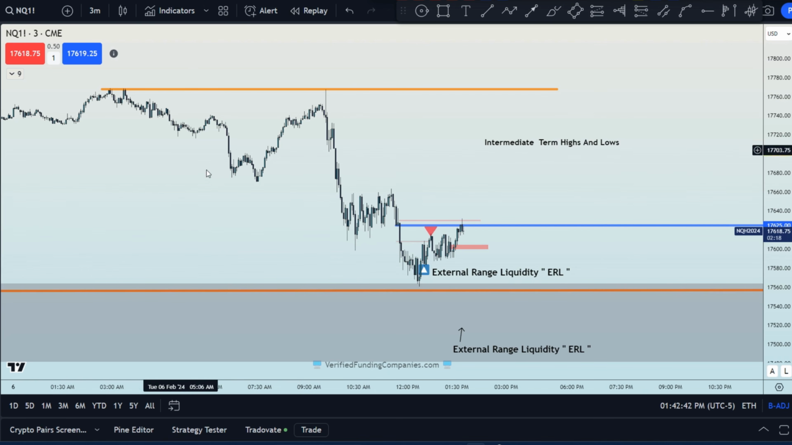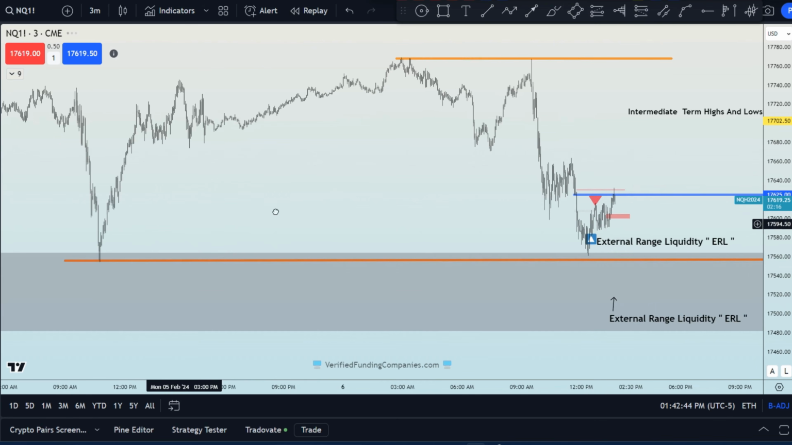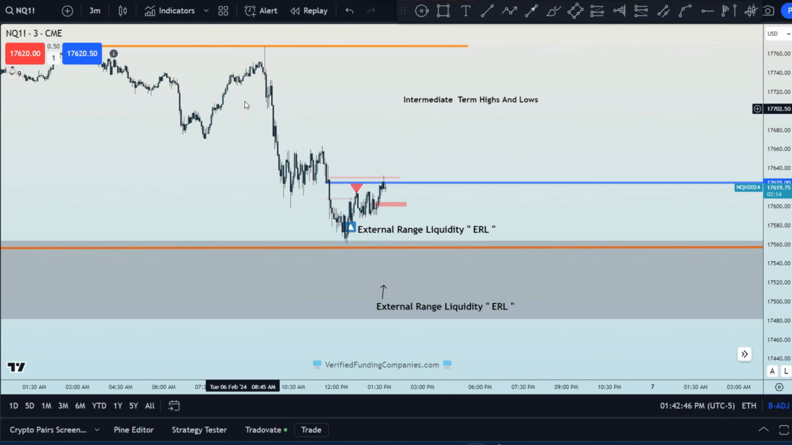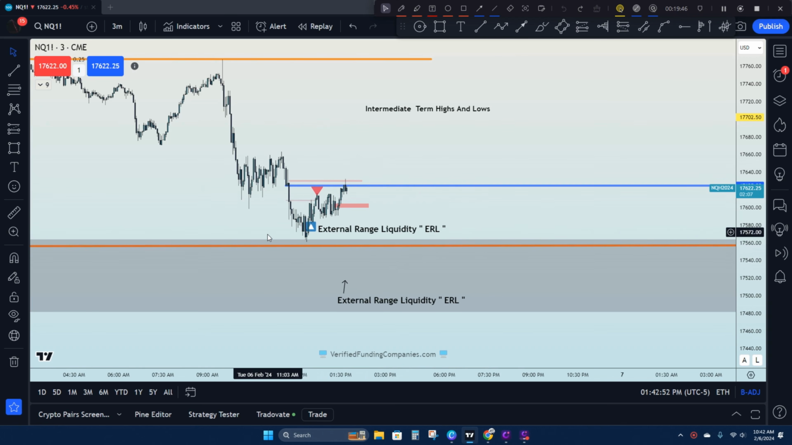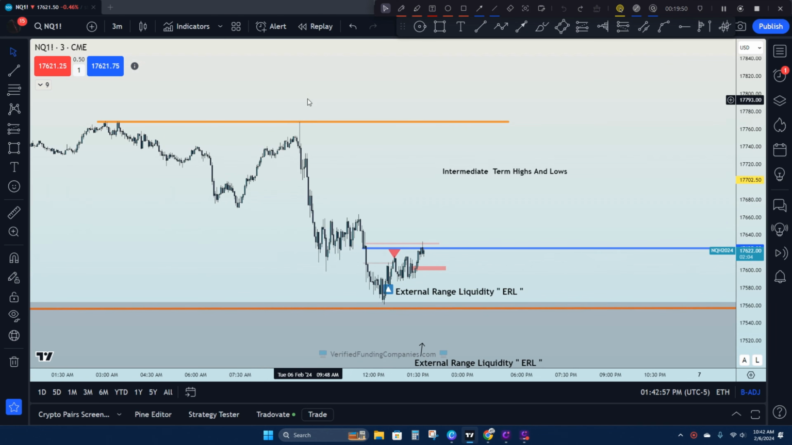You should not expect to see that broken. External range liquidity. Price then came down and did not take it out, setting a trap. They're building up stops here. People are putting their stop losses here going long. People are putting their stop losses here going short.